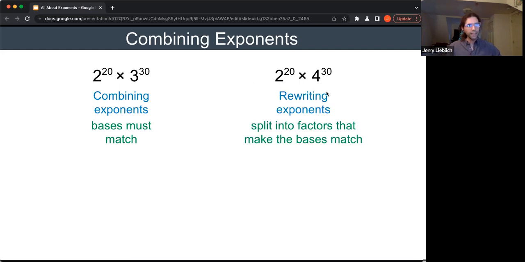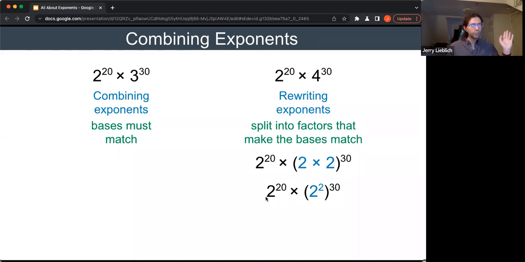And in this case, I can, because I can rewrite 4 as 2 times 2, or as 2 squared. Once I do that, I'm golden. Great, I've got 2's all across the board, so I can just simplify this. I make my 2 squared to the 30th into 2 to the 60th. I'm multiplying now, the bases are the same, and I can add those exponents, boom.